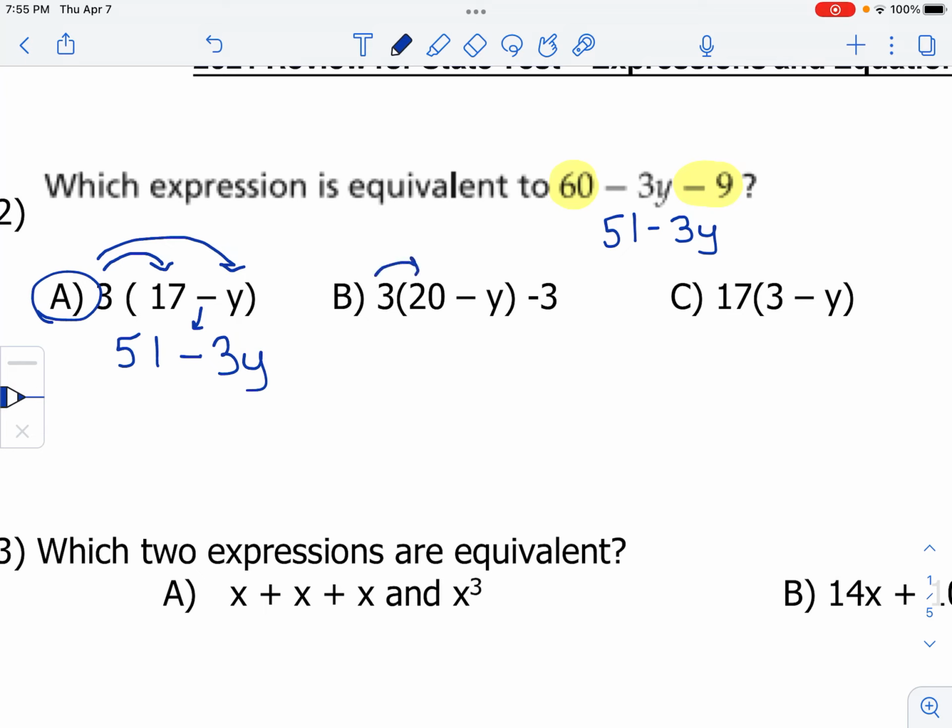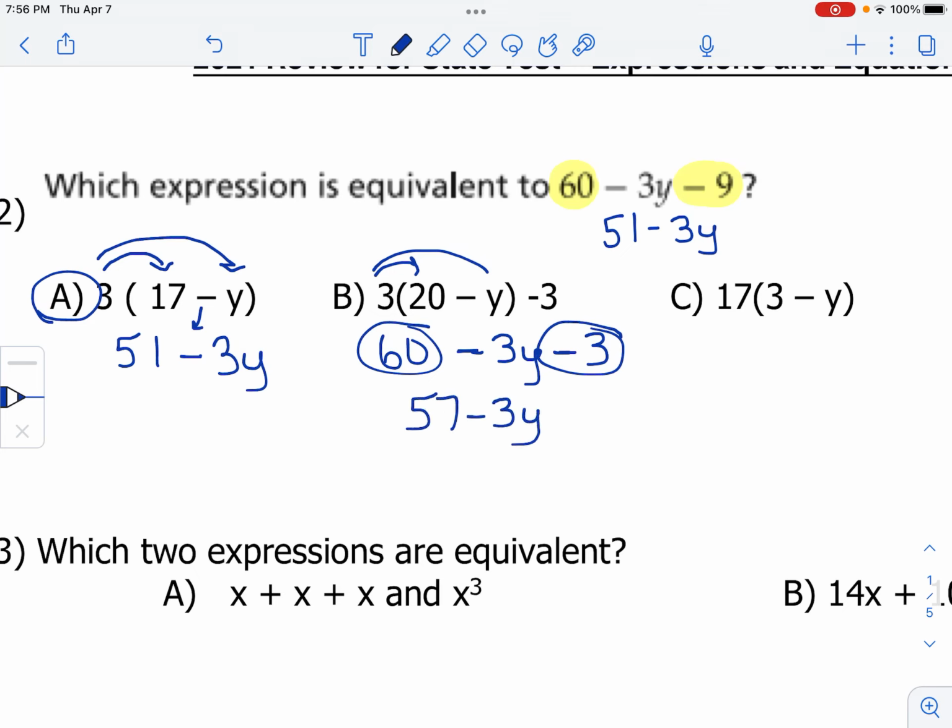So we're going to do here 3 times 20, again distributive property, that's 60. 3 times y is 3y. That subtraction sign is coming down. And then we're going to subtract 3 at the end. We're not distributing the 3 all the way to the end here because that minus 3 is not inside the parentheses with the 20 and the y. All right, now we're going to combine our like terms. 60 minus 3 is 57. So 57 minus 3y is not the same as 51 minus 3y.